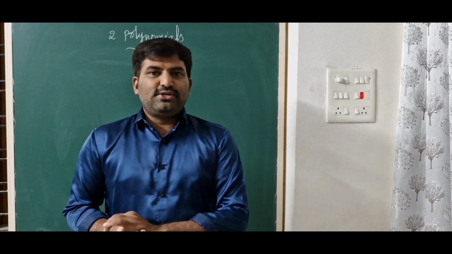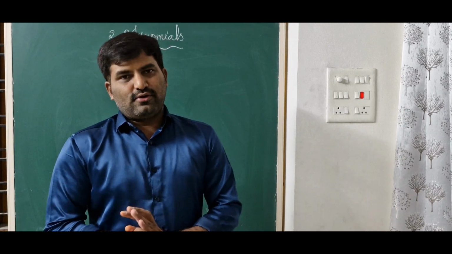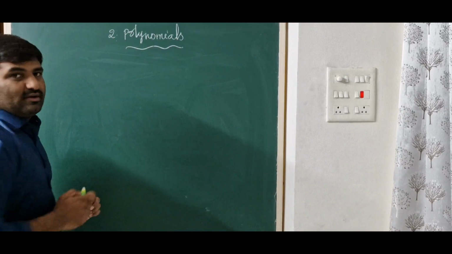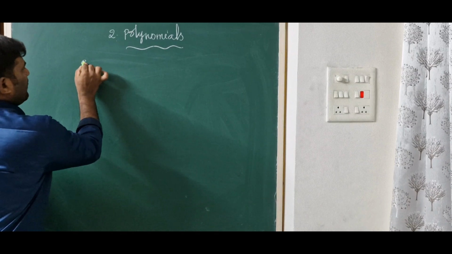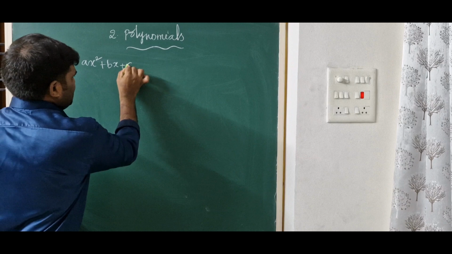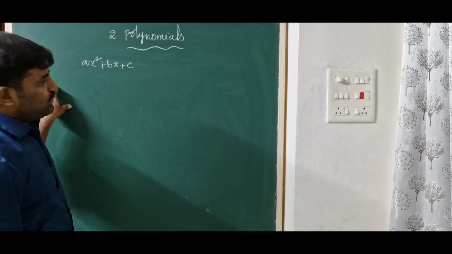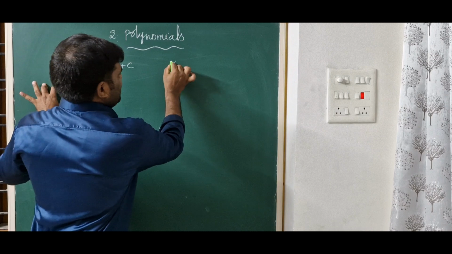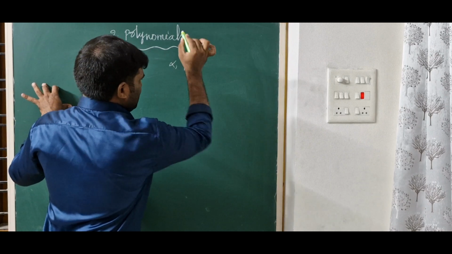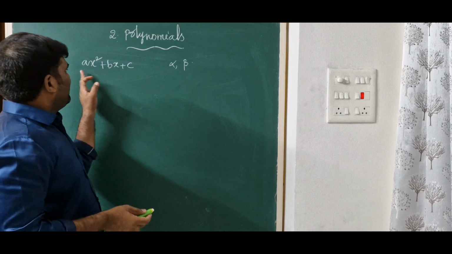After the graph concept, you need to focus on how to verify the relationship between zeros and coefficients. So I am taking the concept for the quadratic polynomial only, that is ax square plus bx plus c. We know that for a quadratic polynomial there are at most two zeros. I am taking one zero as alpha, another zero as beta. Now see the relationship between alpha, beta and a, b, c.